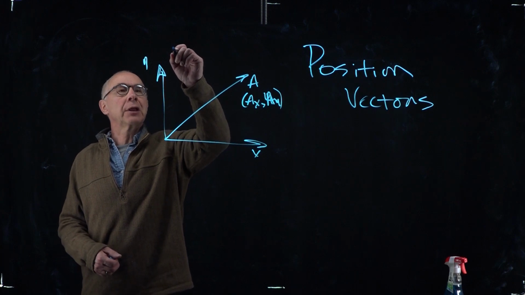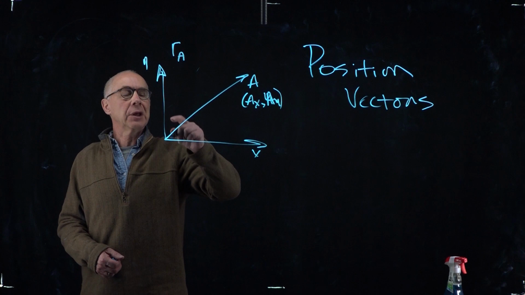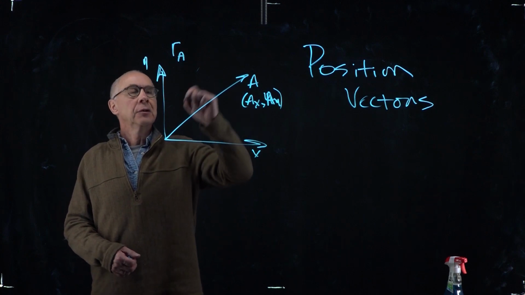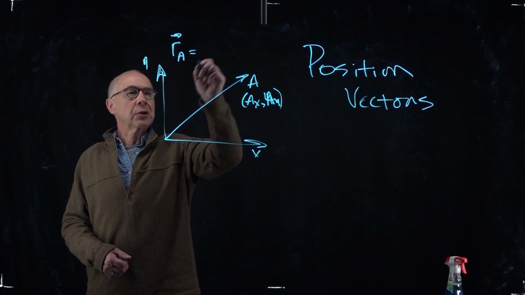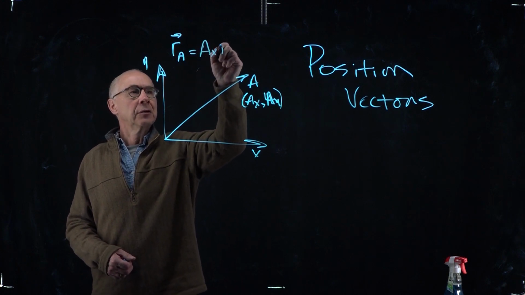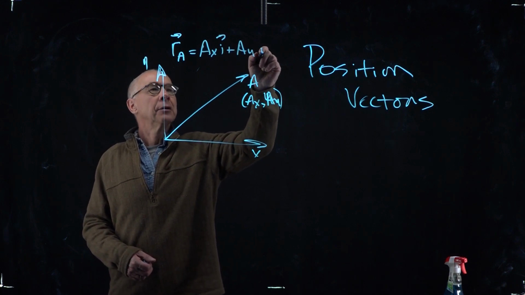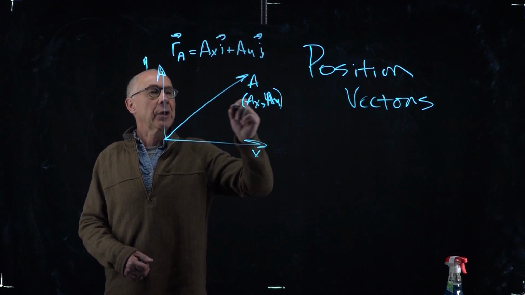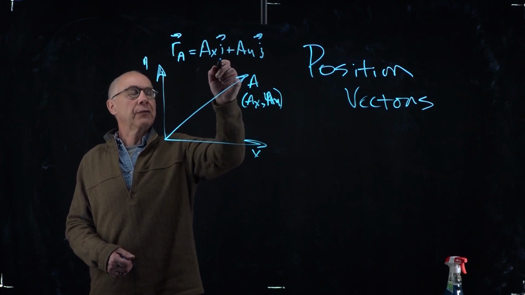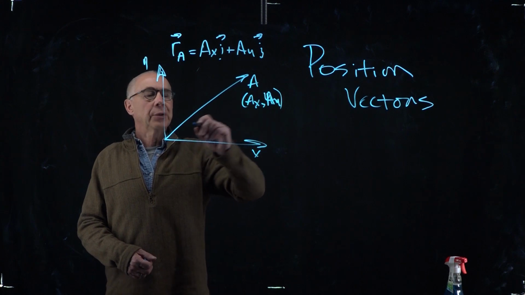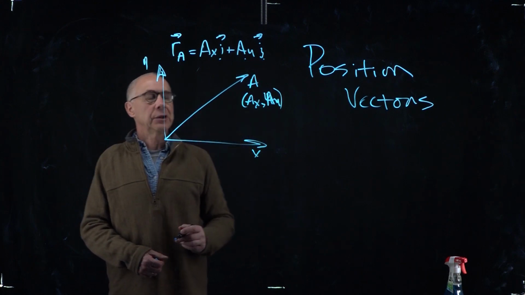Typically we use the lowercase letter r in the textbook, and I'll write r sub a, indicating that it's going from the origin to point A. It is a vector, so we draw an arrow on top, and it's just going to be ax times i plus ay times j. So it's just the distance in the x direction times our unit vector in the x direction, plus the distance in the y direction, a sub y, times our unit vector in the j direction.